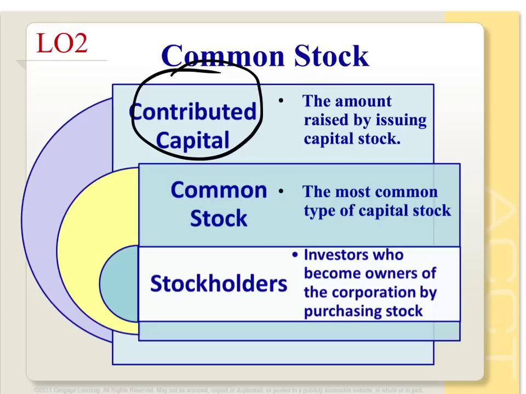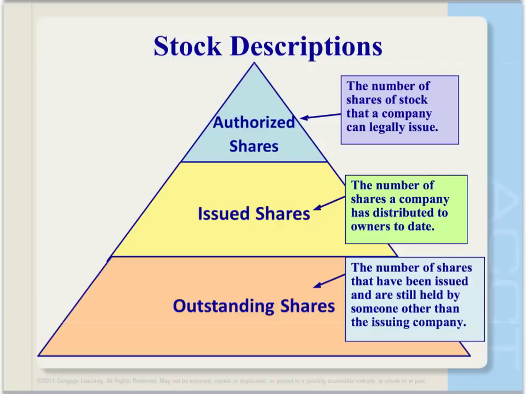The most common type of capital stock is appropriately named common stock. Investors who purchase common stock are called stockholders or shareholders and are the owners of the corporation. So when we look at common stock, you'll see later on that there are a couple of other types of stock.